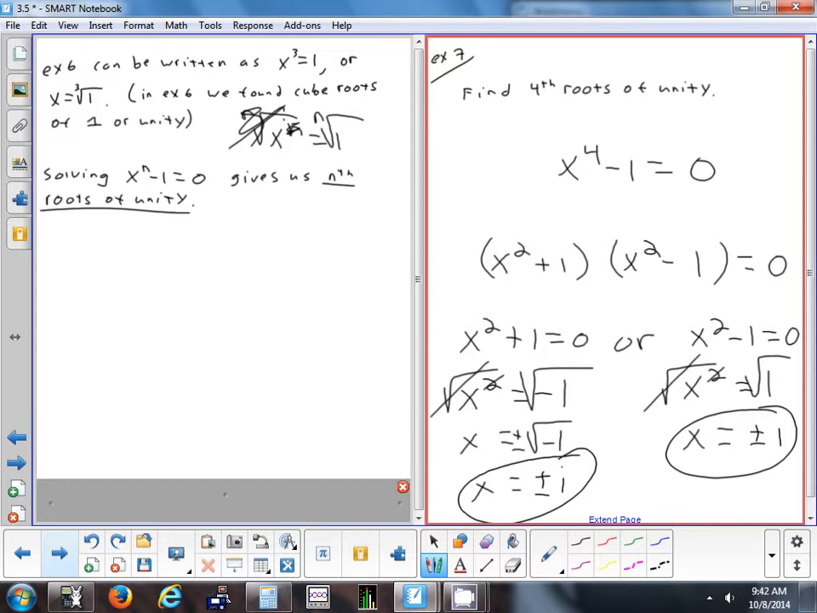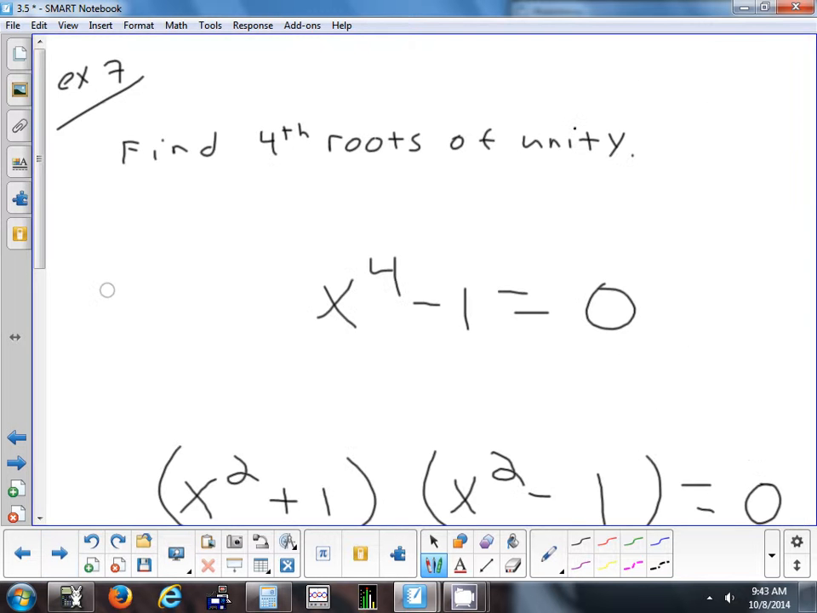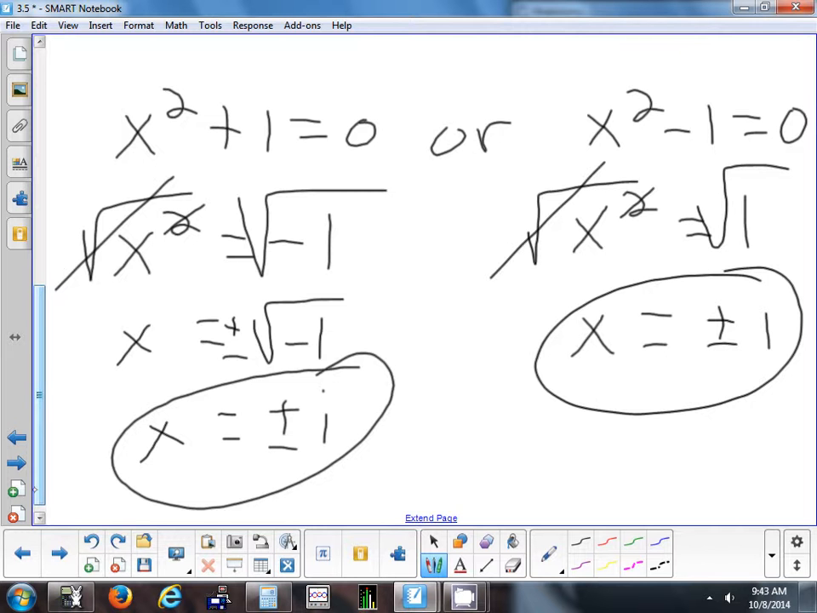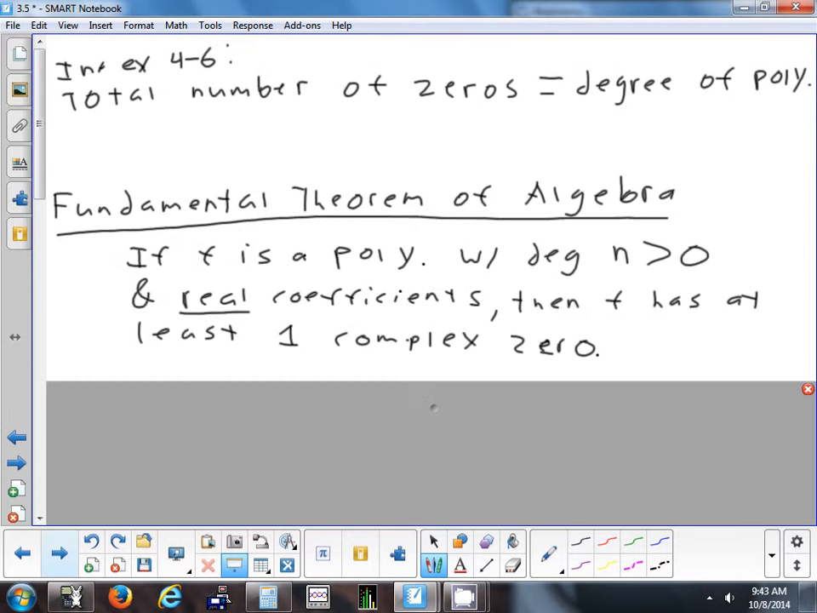Okay, any question on that? So a couple of the facts that I'm going to write down, I've already been kind of saying as we go along. The number of answers that you've been getting has been equal to the degree of the polynomial.